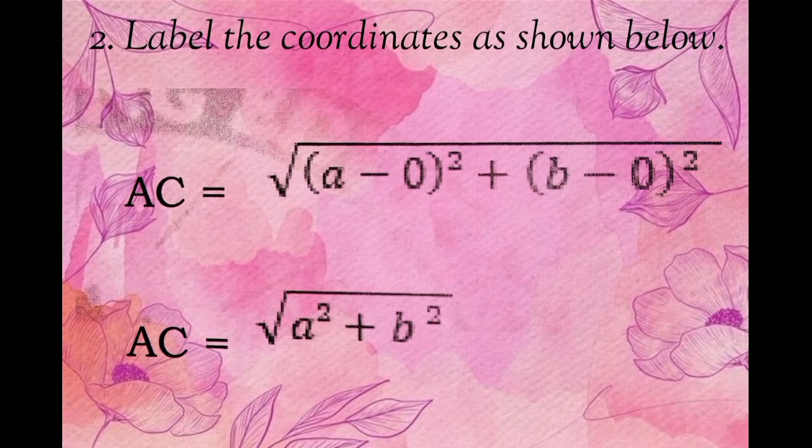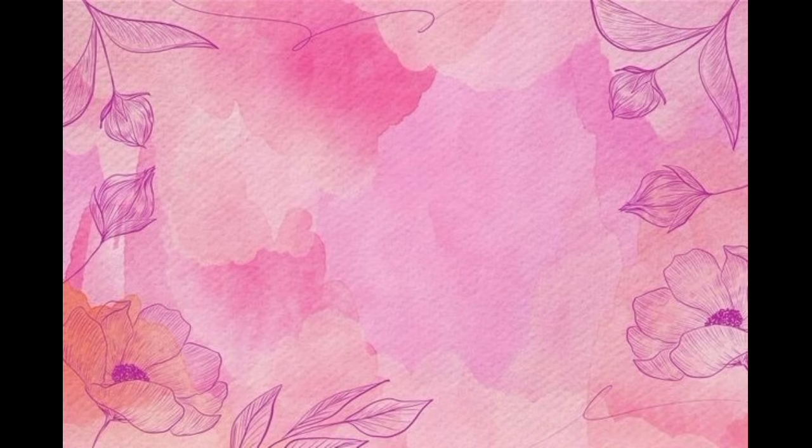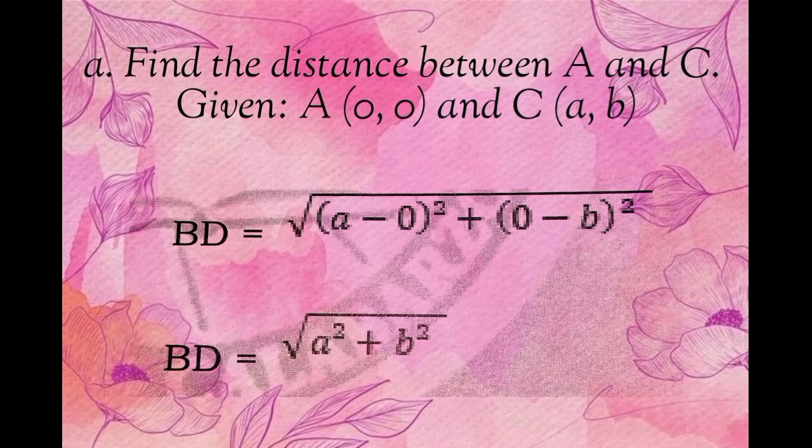Number 2. Label the coordinates as shown below. Letter A. Find the distance between A and C given A (0, 0) and C (a, b). AC is equal to the square root of (a minus 0) squared plus (b minus 0) squared. AC is equal to the square root of a squared plus b squared.